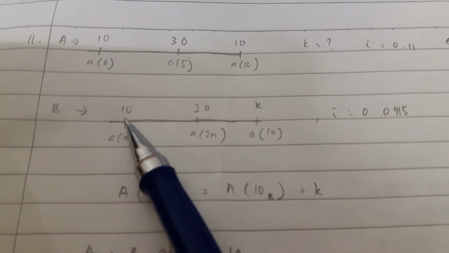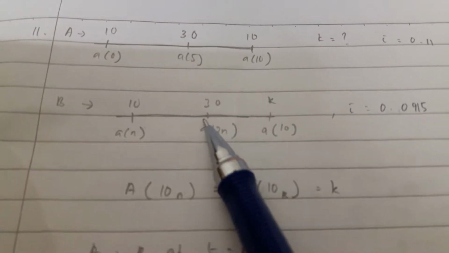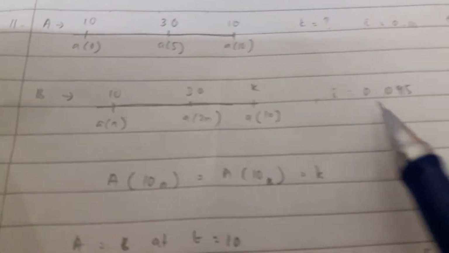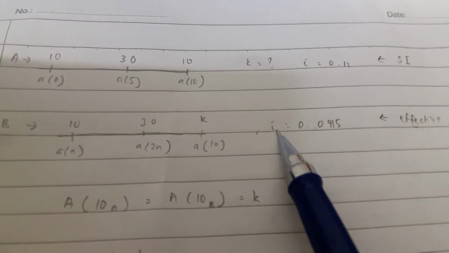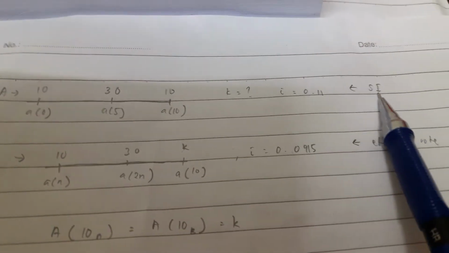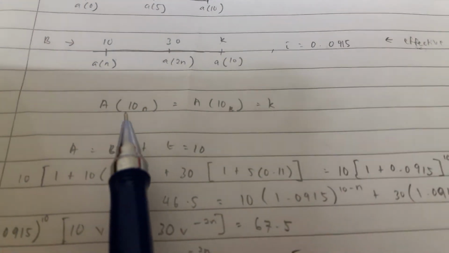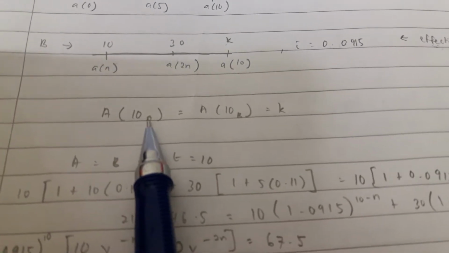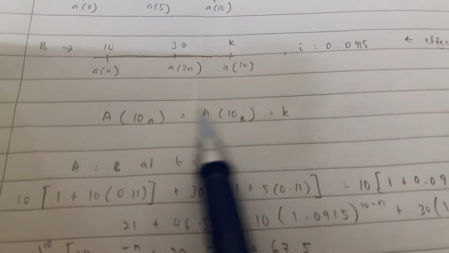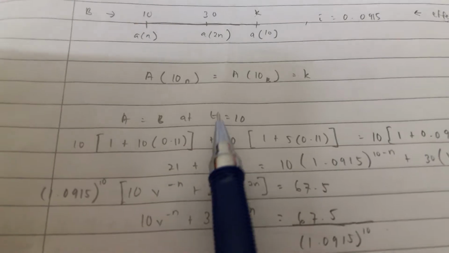And for B, we'll put 10 at n, and 30 at 2n, and at 10 equals k. For B, the interest is 0.0915, and for A, the interest is 0.11. For A, we'll use the simple interest formula, and for B, we'll use the effective rate formula. Okay, next we'll set A at 10 equal to B at 10, and then we'll let it be k. Okay, A equals B at t equals 10.